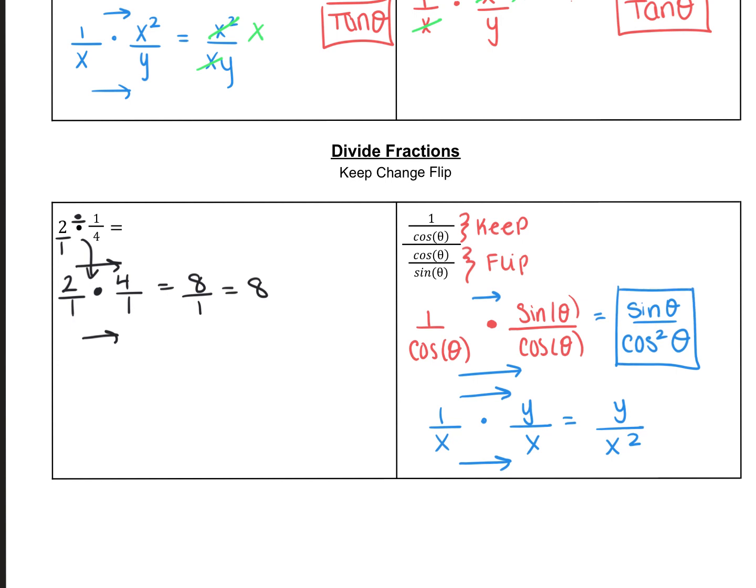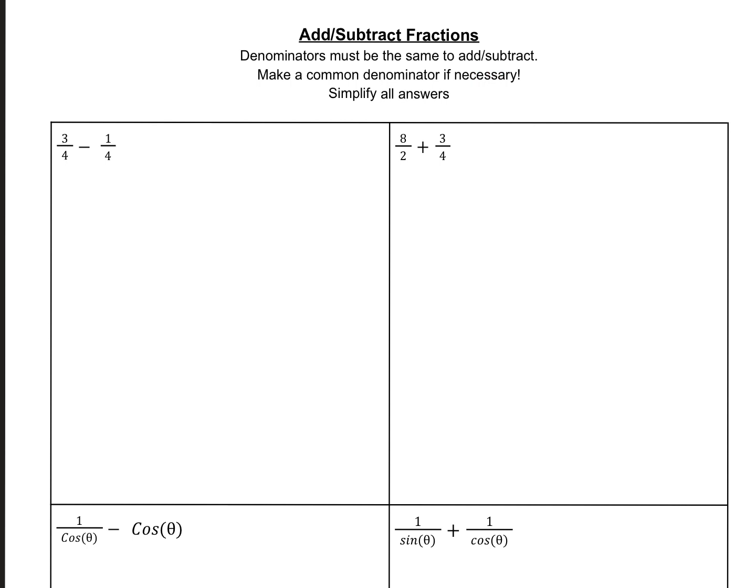All right, let's take a look at the back. Adding and subtracting fractions. So in order to add or subtract fractions, the denominators must be the same. If they're not, you need to make a common denominator. So here, the first one, we have 3/4 minus 1/4. Since the denominators are the same, we can simply say that that is 2/4, which reduces to 1/2.